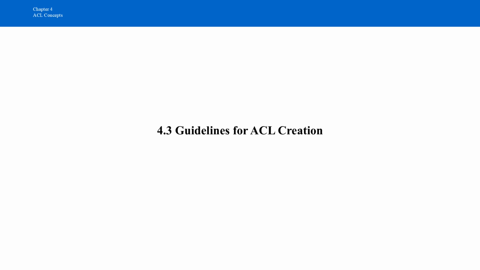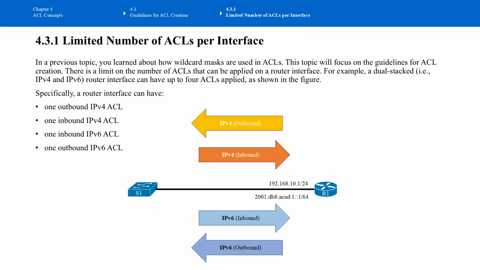4.3 Guidelines for ACL Creation. A router interface can have ACLs for both IPv4 and IPv6 traffic. For each IP version, we can apply an ACL in two directions. Inbound, so it checks packets as they enter the router interface. Also outbound, it checks the packets as they leave the router interface.